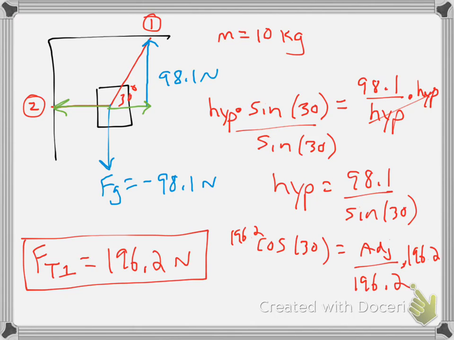And so 196.2 times cosine of 30 gives you 169.91 newtons, meaning the force of tension on wire 2 has to equal 169.91 newtons. Now we're in equilibrium.